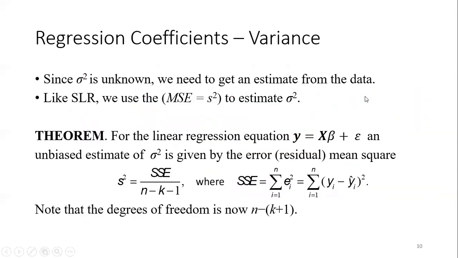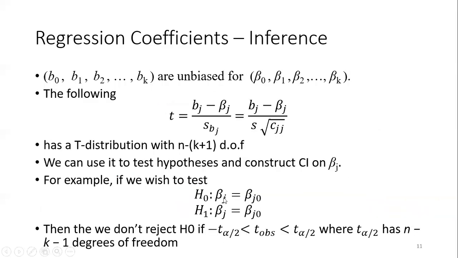So s squared is equal to SSE divided by n minus k minus 1, where SSE is the sum of e squared, and remember that the error is yi minus yi hat. And yi hat is equal to b0 plus b1 x1i plus b2 x2i plus b3 x3i. That's what we have in terms of yi hat.